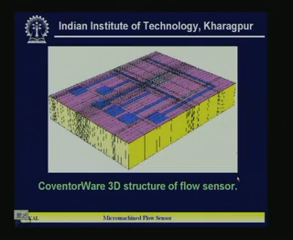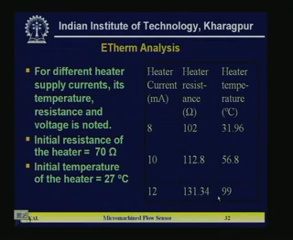Now, this is the CoventorWare 3D flow sensor structure. You have to define the whole structure in CoventorWare. You can see the bonding pads are here, a total of six bonding pads, and these are the resistances 1 2 3 4, and in the central is the heater. This is generated by CoventorWare for simulation, and the E-therm analysis has been carried out, and the parameters are like that.